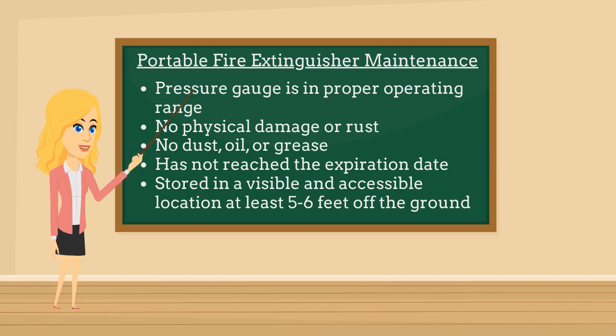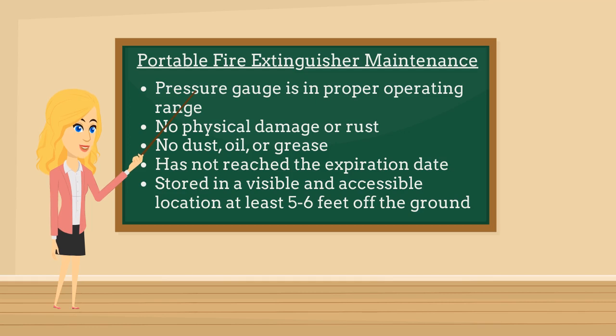Portable fire extinguishers are meant to be visually inspected every month. Things to look for are: the pressure gauge is in the proper operating range. Physical damage to the can, hose, and nozzles, or rust. Dust, oil, or grease on the outside of the extinguisher. And is the extinguisher past its expiration date?